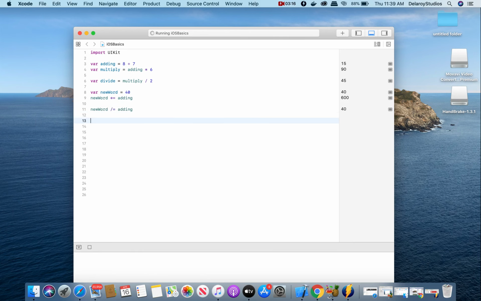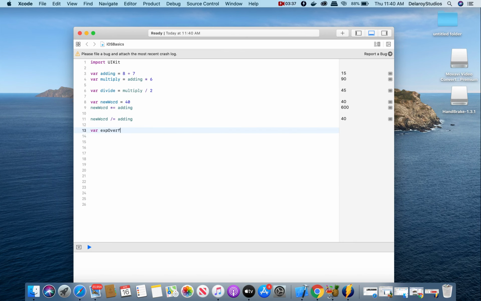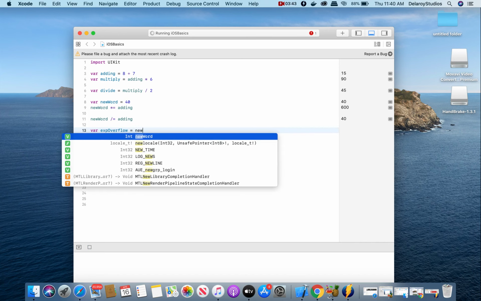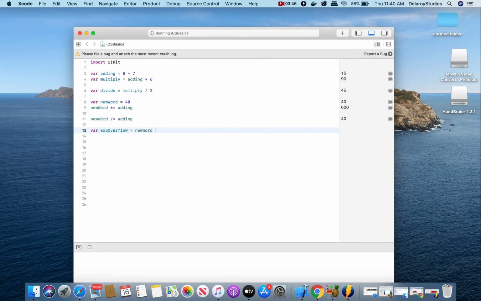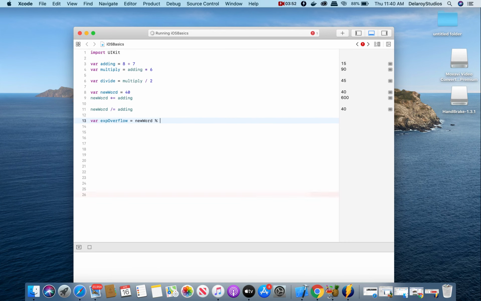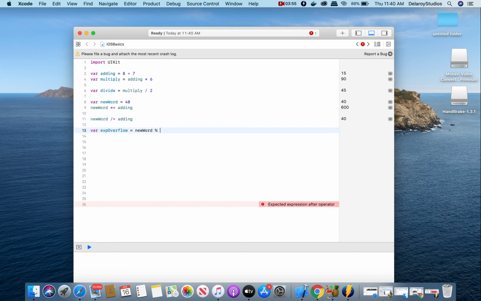Now let's get to do the modulo. The modulo simply means when you divide a figure by another figure, the remainder is what is called a modulo. The remainder is the result we expected. Now let's say a variable of overflow. Let's find a modulo of new word presently. The percent sign is what you use in depicting modulo. I'm trying to look at what we're going to use that's going to give us a remainder of 6. And what result are we going to have?